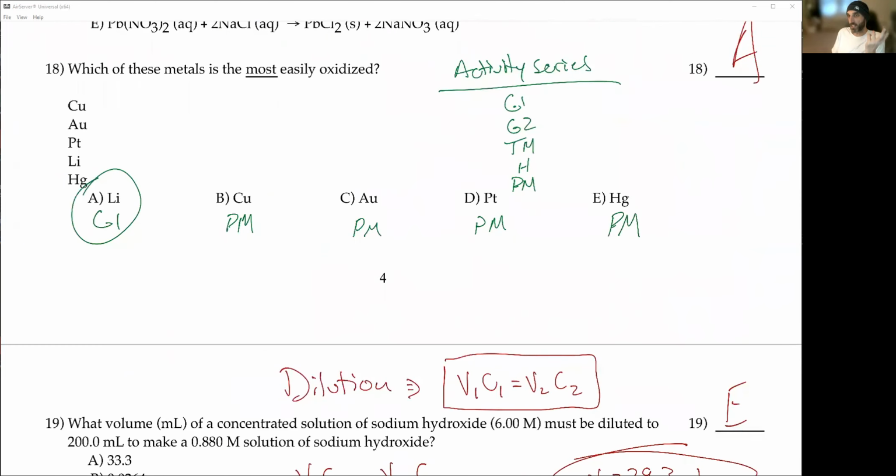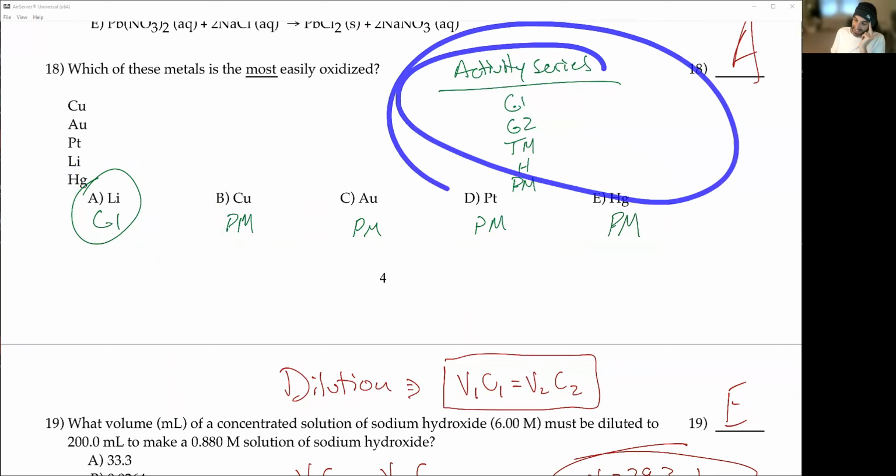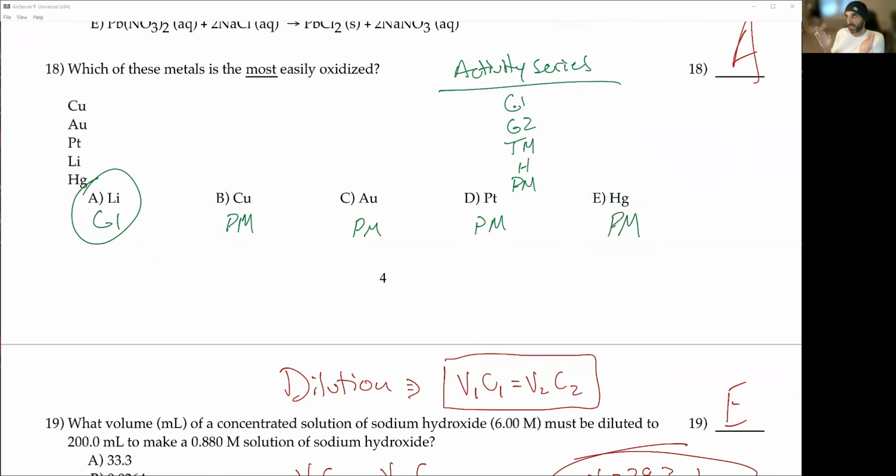Which of the ones is most easily oxidized? Again, activity series tells you if you look at group 1, it easily gets rid of an electron. It really wants to get rid of that electron, and so it's easily oxidized. So group 1 is absolutely easily oxidized. So when you're thinking about what's easily oxidized, just think about the periodic table. Group 1 absolutely wants to get rid of it.